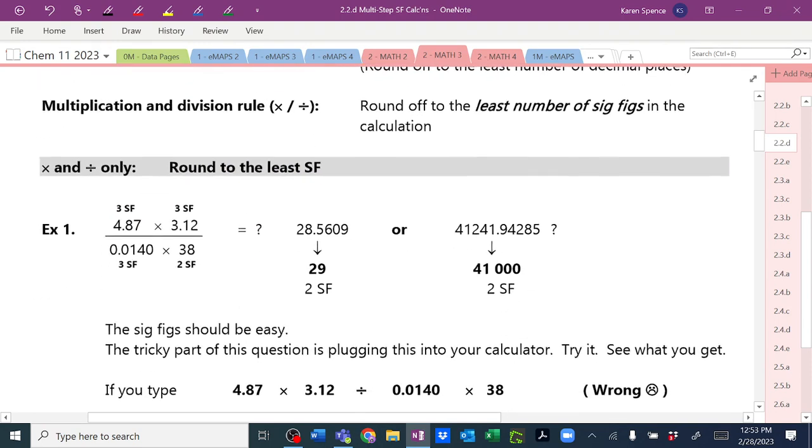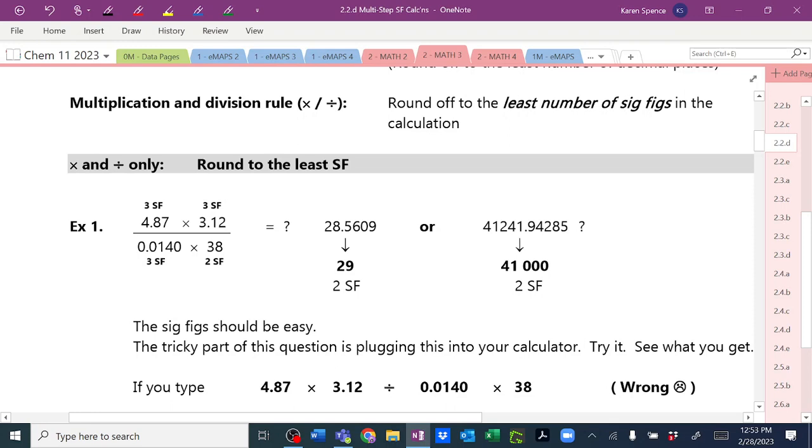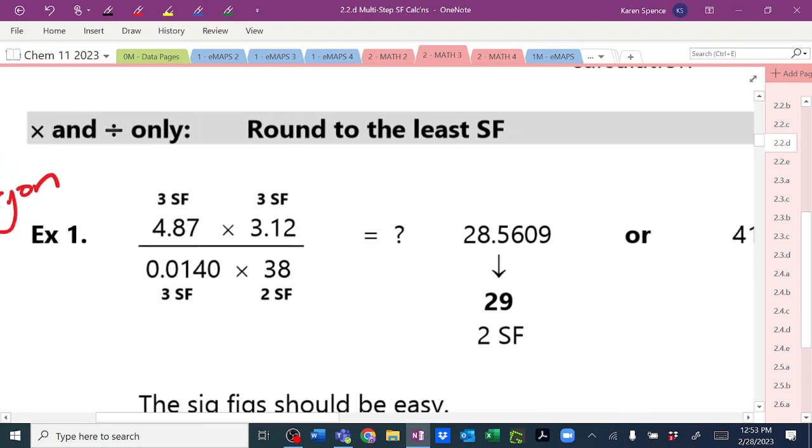Everybody, this first example is not enriched. This is for everyone, because it only involves multiplying and dividing. If you have a question like this one, and you have 3 sig figs, 3 sig figs, 3 sig figs, and 2 sig figs, you just follow the multiplication and division rule, and you go with your smallest number of sig figs.